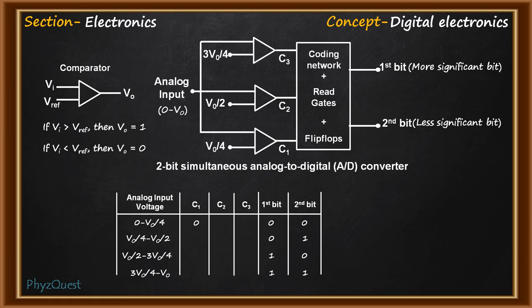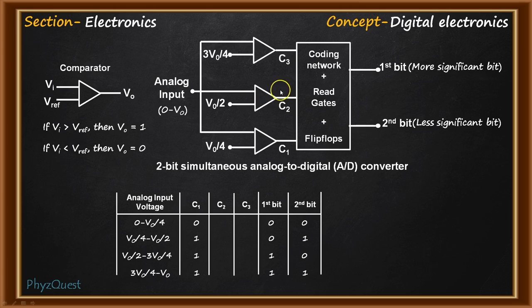Similarly, for the analog voltage range from V0 by 4 to V0 by 2, it will be higher than the reference voltage V0 by 4. That means the comparator will be on, so here the output C1 will be 1. Similarly, for these two ranges, V0 by 2 to 3V0 by 4 and 3V0 by 4 to V0, the output again will be 1, because in both cases the voltage is higher than the reference voltage of the first comparator.